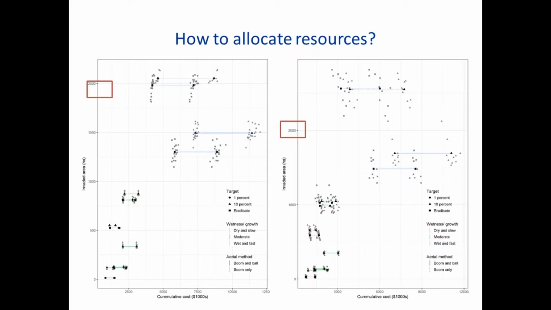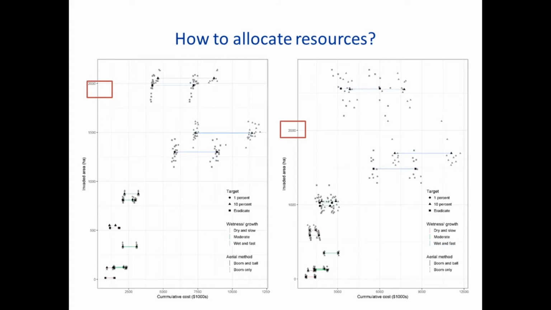And so comparing these different management options, if you look at these two right here, they have similar costs, but one of them is more invaded. Looking at all these options, both with and without fire, going with the management goal of eradication over the 1% or 10% maintenance level actually costs less to end up with the same amount of, or costs the same amount to end up with less invaded area.